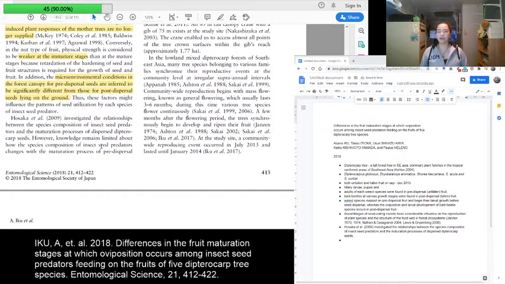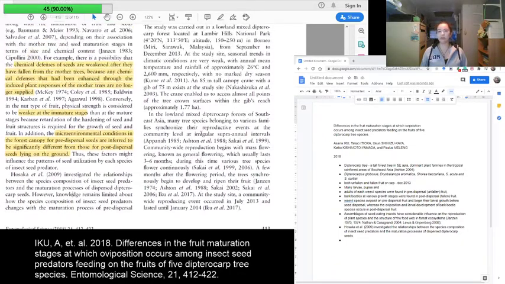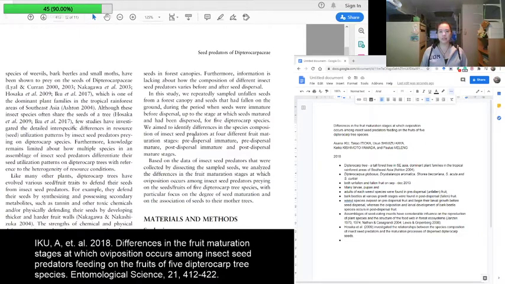Okay, so however, there's still limited knowledge about how the species composition of insect seed predators changes with the maturation process of predispersal seeds in forest canopies. Yep. So even in 2018, these guys that wrote this article couldn't find a lot on the same thing that I'm asking questions about. It's just in a different forest. So furthermore, information is lacking about how the composition of different insect seed predators varies before and after seed dispersal. In this study, we repeatedly sample unfallen seeds from the forest canopy and seeds that have fallen on the ground.